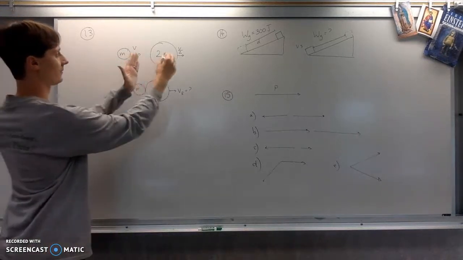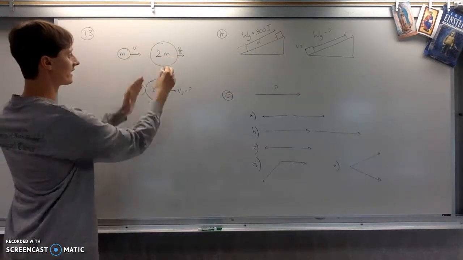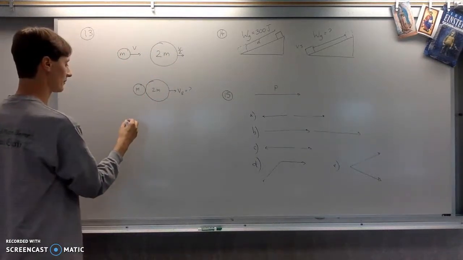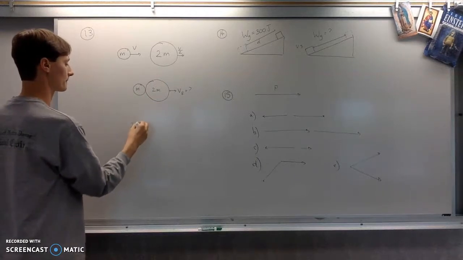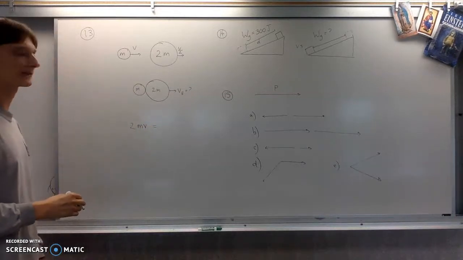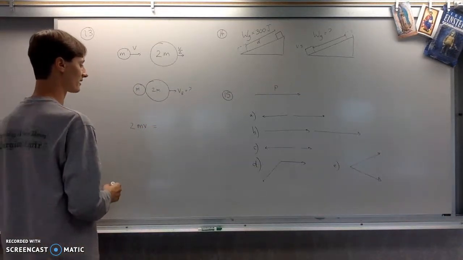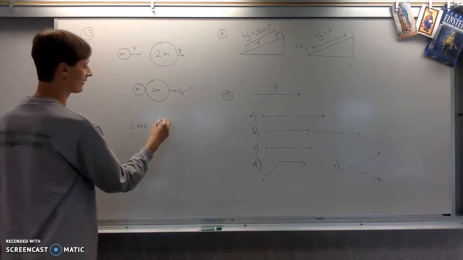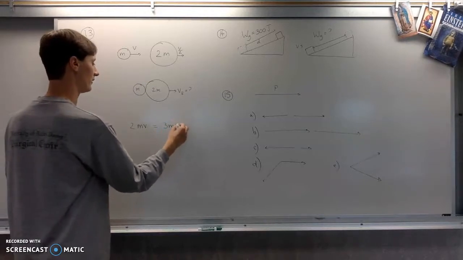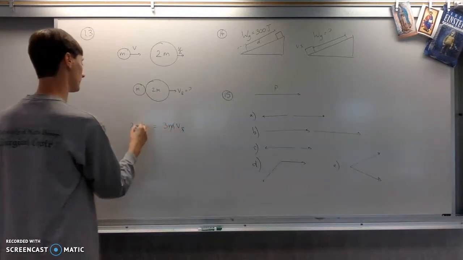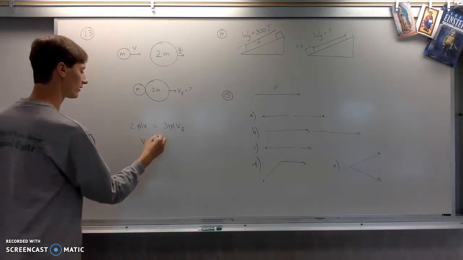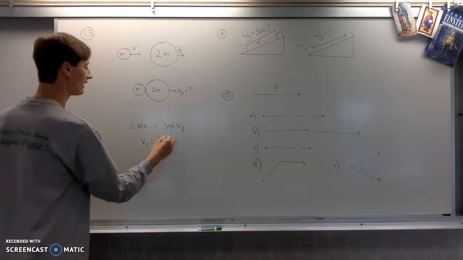So this has momentum, this has momentum. If you do mv for each one, you get that the total momentum of the system is going to be 2mv. All right, so that's the initial momentum, 2mv. The final momentum has to be the same, and since it says they stick together, it's a perfectly inelastic collision. We can just deal with the total mass, moving at some final velocity. All right, so that means that the final velocity is 2/3 of v.